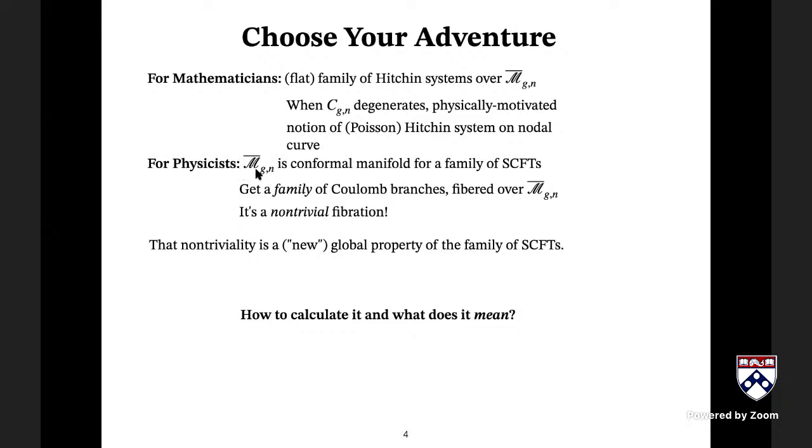For the physicists, of course, we think of M bar Gn as the conformal manifold, and we'll get a family of Coulomb branches fibered over this conformal manifold. That's not particularly surprising, but what may be surprising is that it's a non-trivial fibration. And you can think of that non-triviality as a new property of the family, not of an individual superconformal field theory, but of the whole family of superconformal field theories. And so what the physicists would like to know is how do you calculate that non-triviality, and what does it mean?